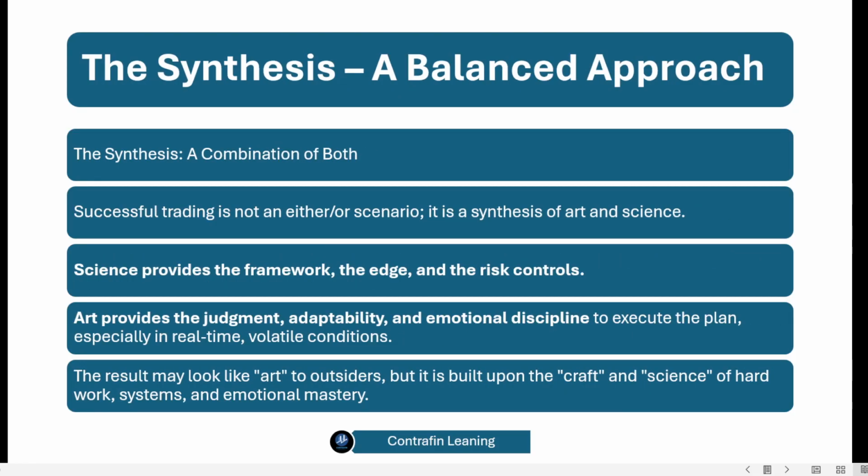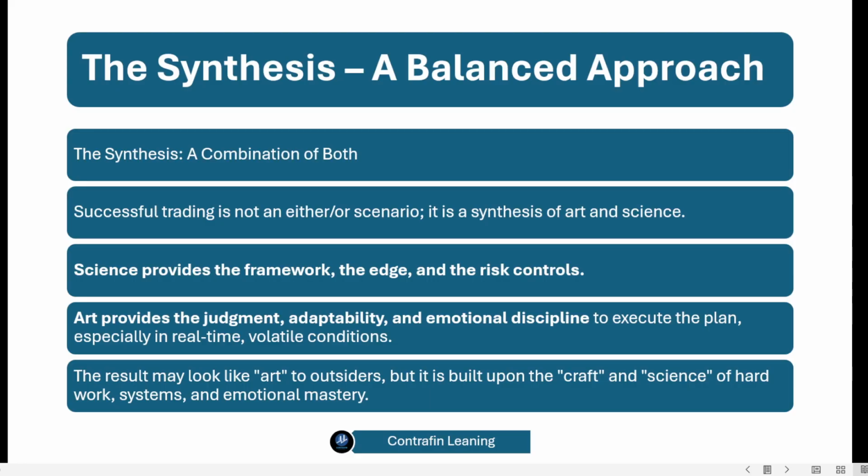The synthesis: a balanced approach. So, what is the conclusion? What is synthesis? A combination of both. Successful trading is not an either-or scenario. It is a synthesis of art and science. Science provides the framework, the edge, and the control. Art provides the judgment, adaptability, and emotional discipline to execute the plan, especially in real and volatile conditions.